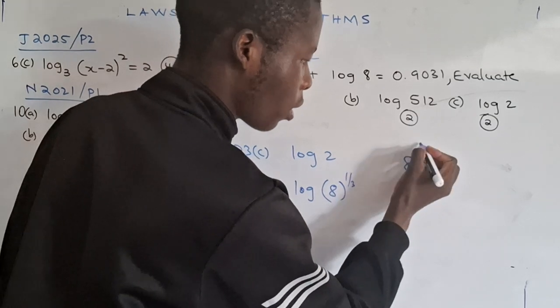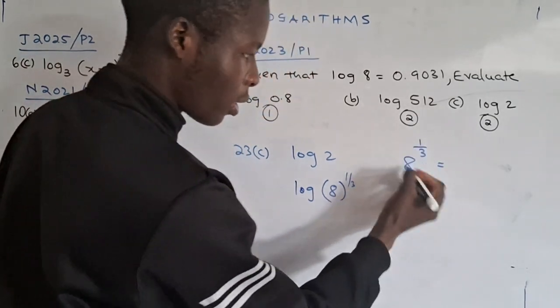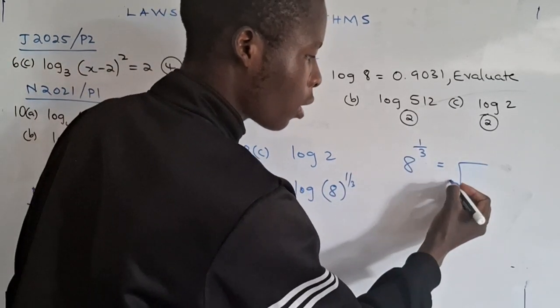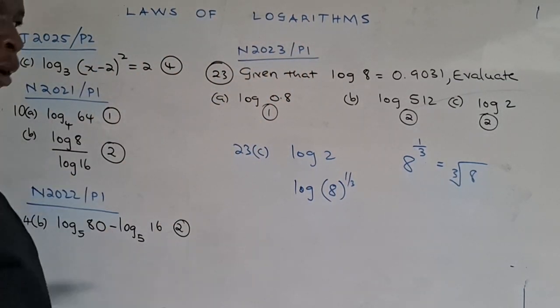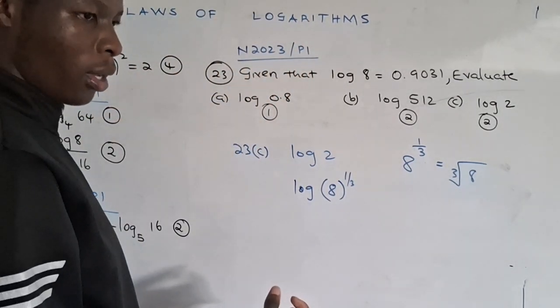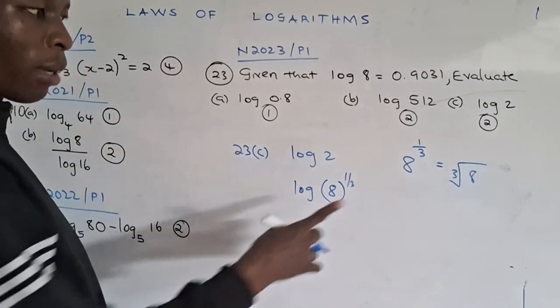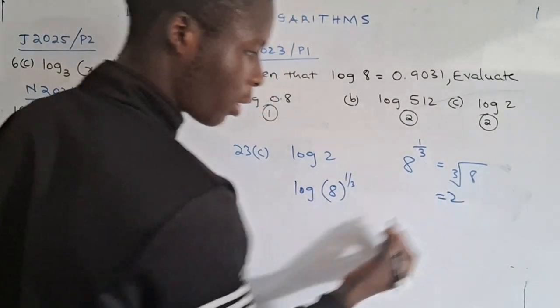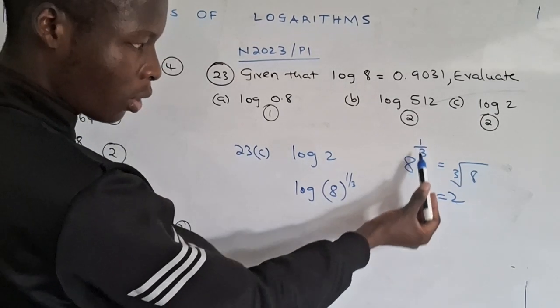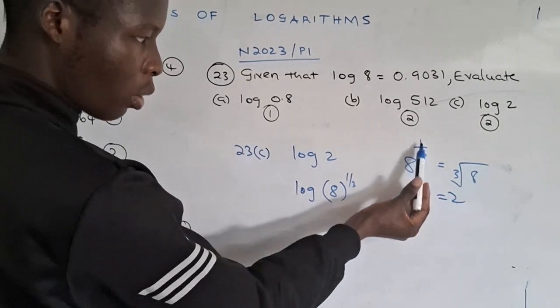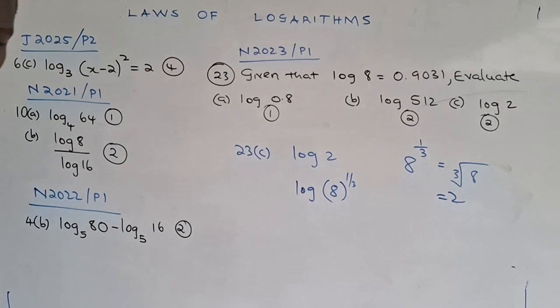If you have 8 to the power 1 over 3, what is the meaning of this? It means the cube root of 8: a number which multiplies itself 3 times to give 8. This is nothing but 2. So instead of writing 2, you can write 8 to the power 1 over 3, because 8 to the power 1 over 3 is equal to this 2.